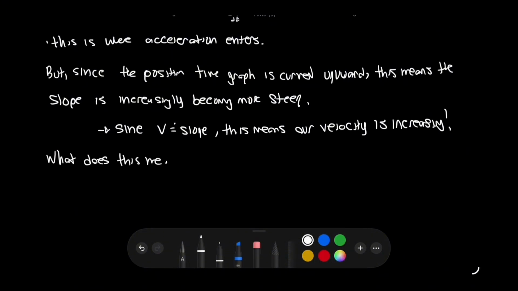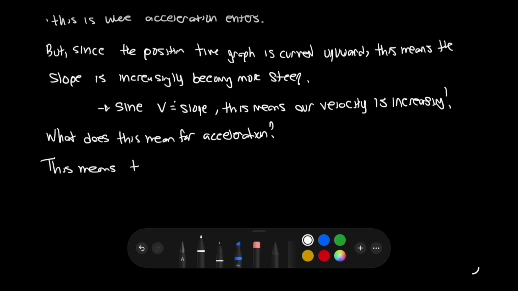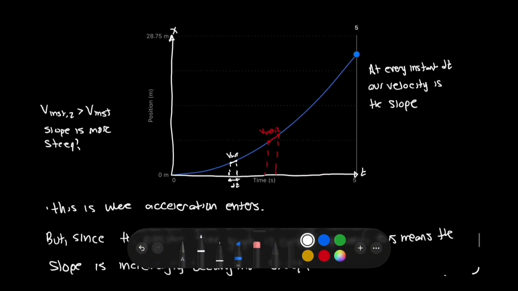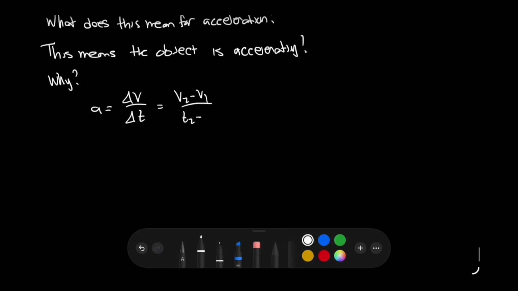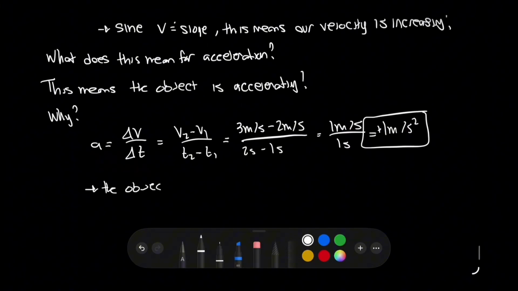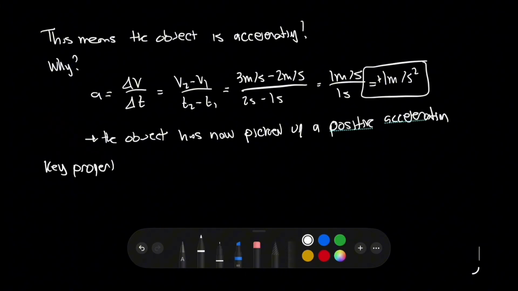And so what does this mean for acceleration? This means that the object is accelerating, but why? If we remember that our acceleration equation is equal to change in velocity over change in time, since the slope is steeper up here, we can define this velocity as greater than the velocity before. So if we just give some arbitrary values for these and we plug them in, we find that the acceleration is equal to positive 1 meters per second squared. So the object has now picked up a positive acceleration due to this curved shape in the graph.